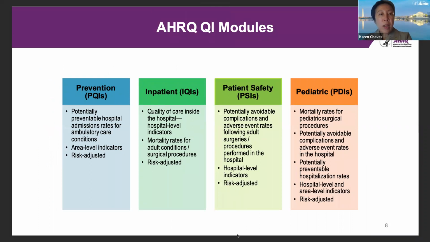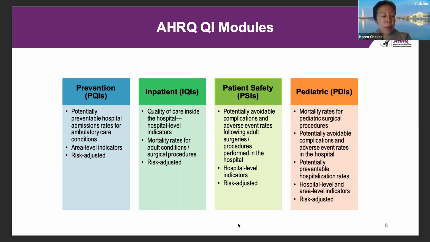So currently, these are the modules that exist in the QI program. First are the prevention quality indicators, the PQIs. These tend to be reported at the county level and are population-based measures rather than the hospital-based measures in the other modules. The PQIs are conditions for which access to high quality and well-coordinated care can potentially prevent the need for hospitalizations.